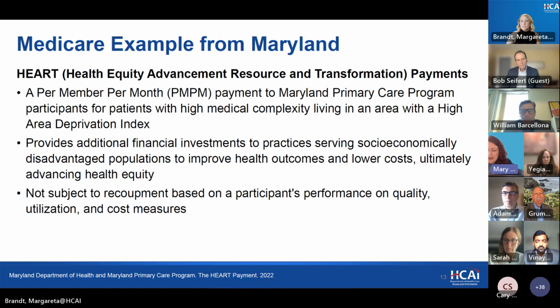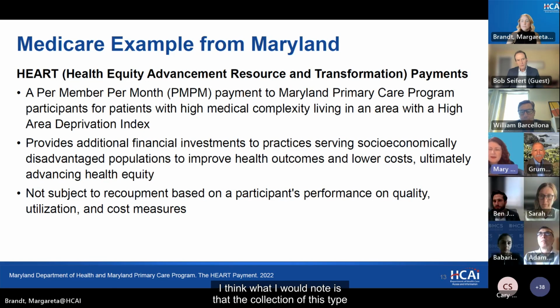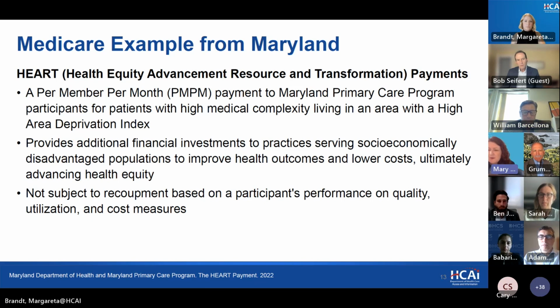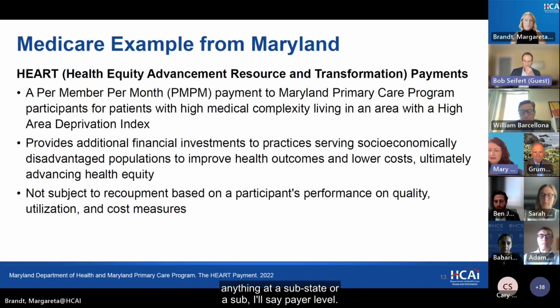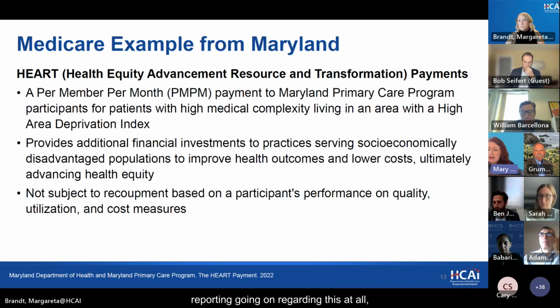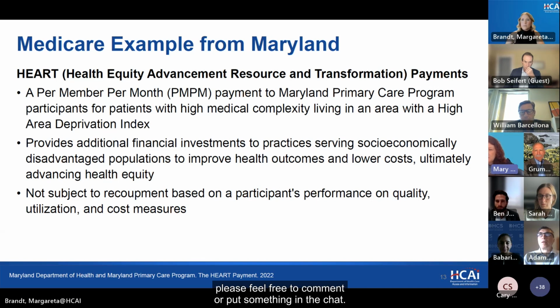Sure, happy to. I think what I would note is that the collection of this type of data is really nascent. And so a lot of states, even those that are collecting this type of information or trying to stand up these types of programs, tend to be very reluctant to report anything at a sub-state or, I'll say, payer level. And so I don't know of a lot of provider level reporting going on regarding this at all. But if others are aware of something I'm not, please feel free to comment or put something in the chat.